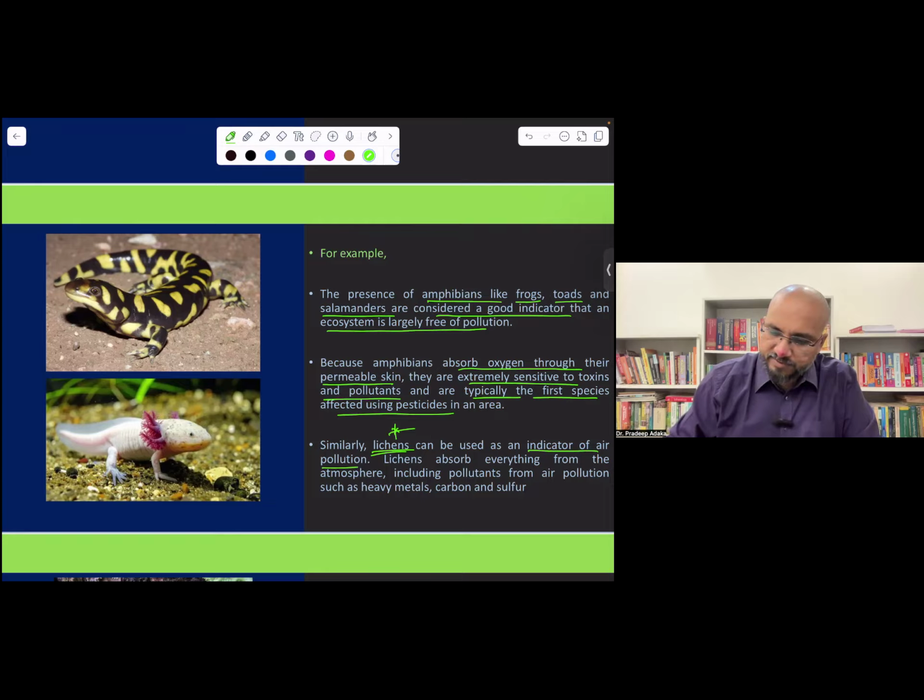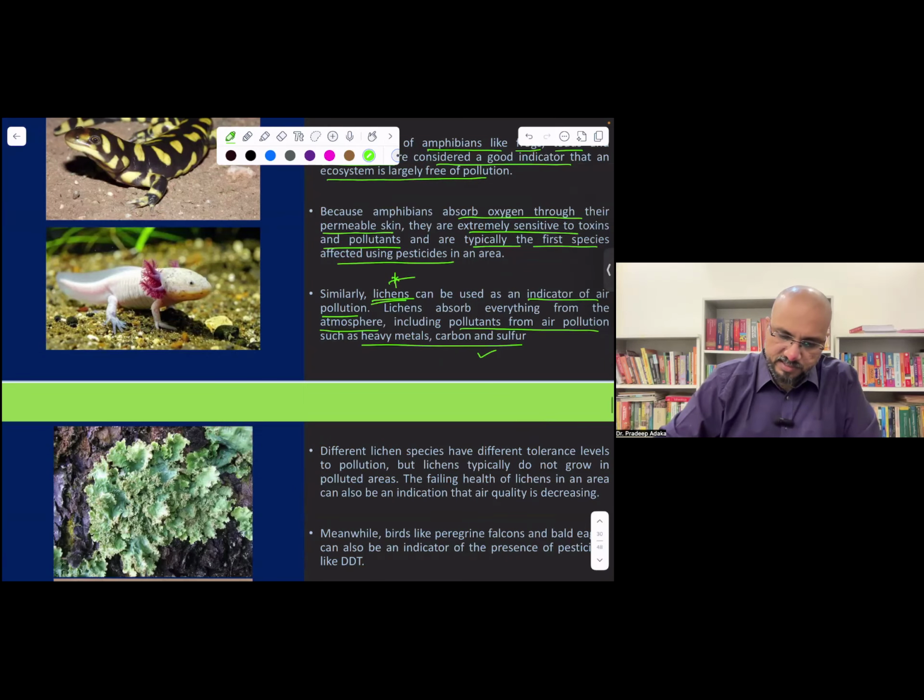So lichen absorbs everything from the atmosphere, including pollutants from the air pollution such as heavy metals, carbon, and sulfur. So if there is increase in pollutants, the lichens, they will get affected. So by looking at the lichens, you can tell whether the air is polluted or it is free from pollutants. So these are indicator species.